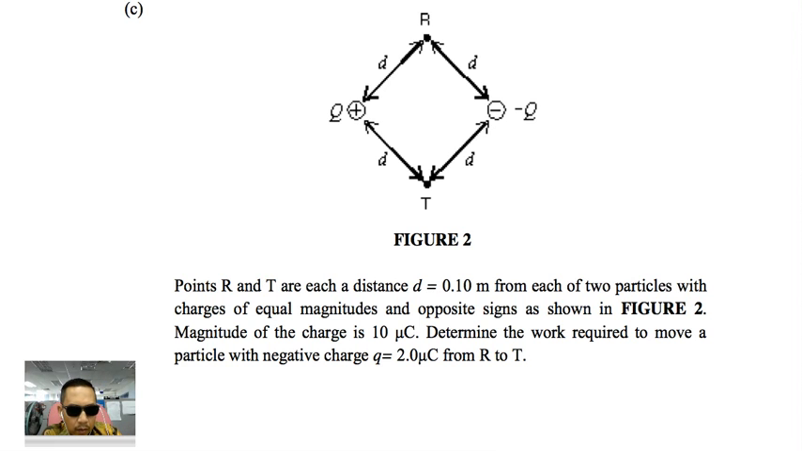Okay. Number C, you have points R and T, and this is positive Q, this is negative Q. The question asks, what is the work required to move a particle from R to T? The work required is equal to the charge of the particle Q times the potential difference between the two points, point R and point T.